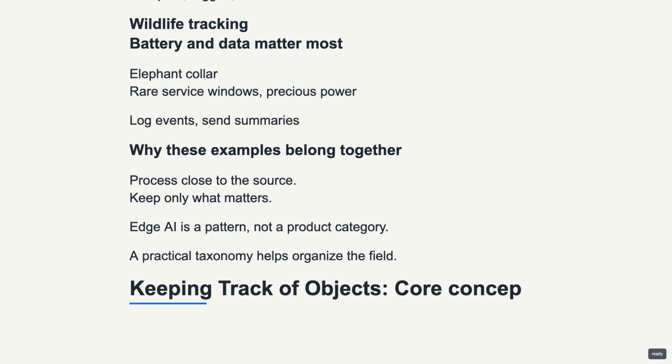Object tracking at the edge is about watching physical things over time and turning change into useful action. The important idea is not the industry label, but the need to notice movement, loss, drift, or condition changes and react before the situation gets worse.